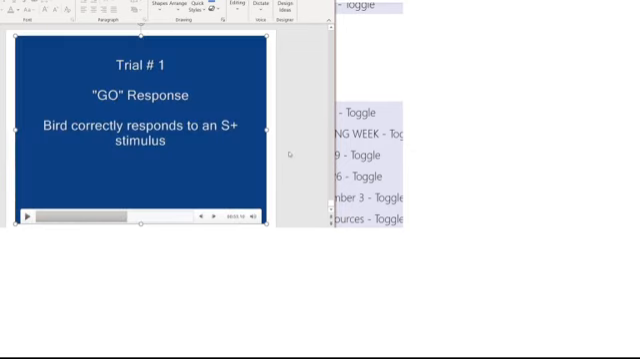So first thing we're going to see is a correct go response. I don't have the sound set up because I always find that sound goes weird in these rooms. So what we're going to see is the bird is going to land on the perch. We're not going to hear it, but the bird will hear it. There'll be a vocalization, and the bird is going to hop into the feeder. And then the food cup rises and they get food. And it happens very, very quickly. So we can look at that right here.